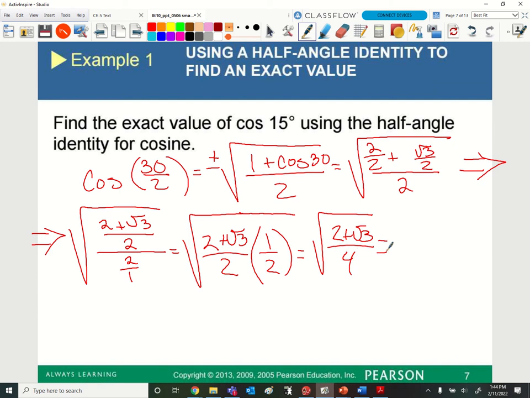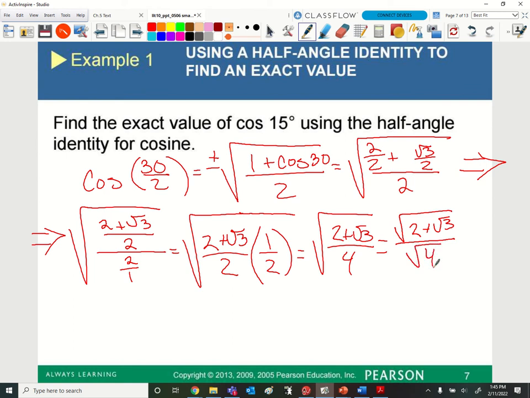Now, here comes that algebra trick. It's a fraction inside a radical. Can I separate those? Yes, I can. Since the fraction is inside, I can separate the numerator and then the denominator. So the numerator is going to look like this, 2 plus rad 3, right? The denominator is going to be rad 4.